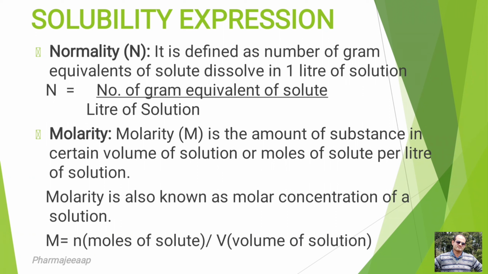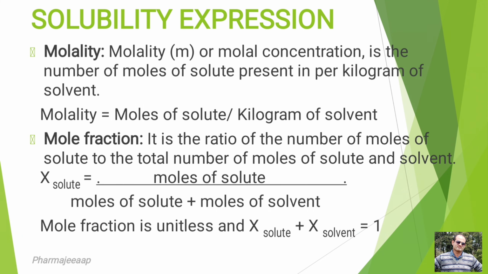Next is molarity. Molarity is the amount of substance in a certain volume of solution, or moles of solute per liter of solution. It is denoted by capital M. Molarity is also known as the molar concentration of a solution. That means M is equal to moles of solute per volume of solution. Next is molality. Molality is denoted by small m.